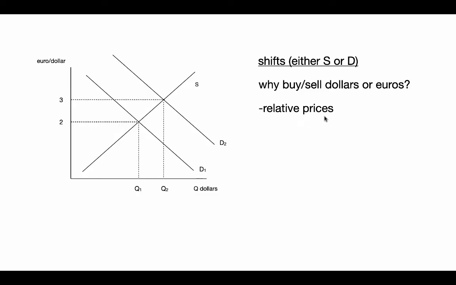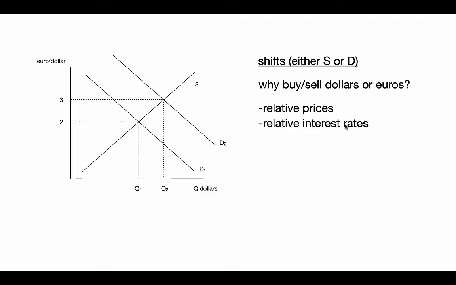So prices are relatively lower in the U.S. in this case because people want to move into dollars, right? So things got cheaper in the U.S. for some reason. And so that means people want to be in dollars, want to buy dollars. And if you're buying dollars, you're selling euros. So this is the dollar market. So we're showing it as an increased demand for dollars. All right, so that's a relative price change in one of those places.